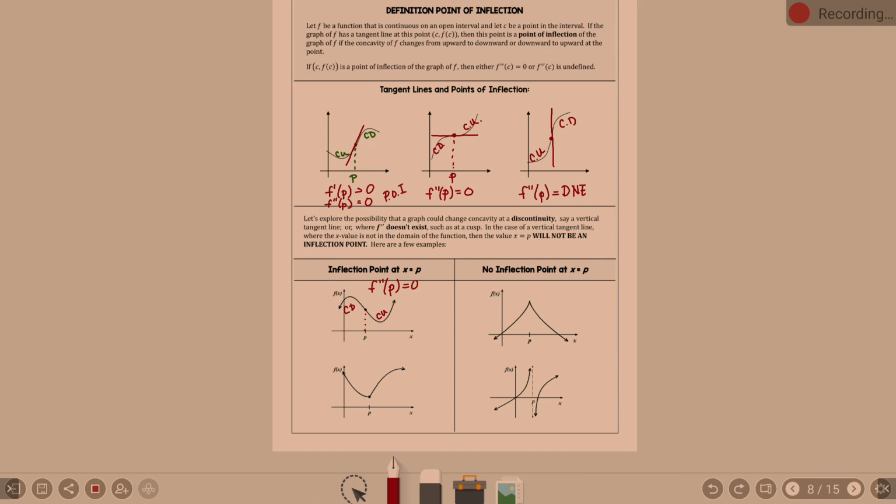Okay, now look below it. If you look to the left of P, what kind of concavity do we have? That is concave up. To the right, we have concave down. Does concavity change there? Yes, so that makes it an inflection point. However, what about the derivative at that point? It doesn't exist, right? It doesn't exist because that is a cusp.